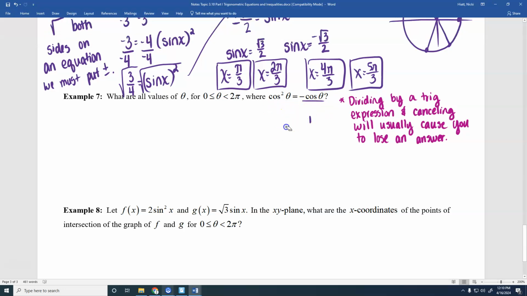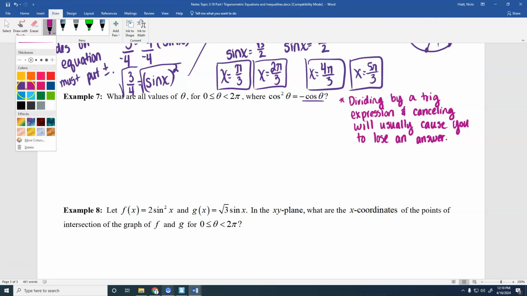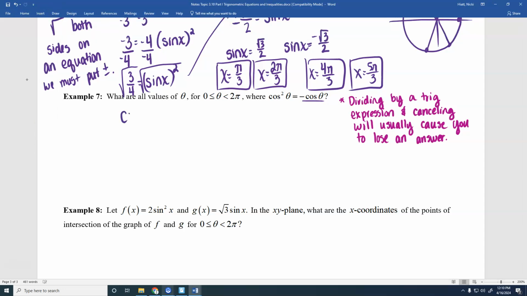So, instead of dividing by cosine, which will get you some of the answers, but not all of them, let's move everything to one side. Cosine squared theta plus cosine theta equals 0. It's a lot like having, pretend instead of cosines we had x squareds, x squared plus x equals 0, right? It's not, but it's similar. What are we going to do now if everything's on one side?